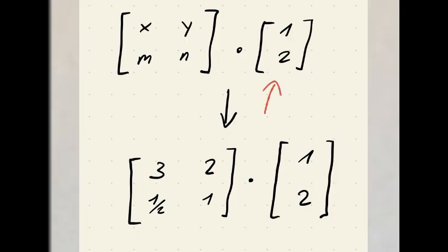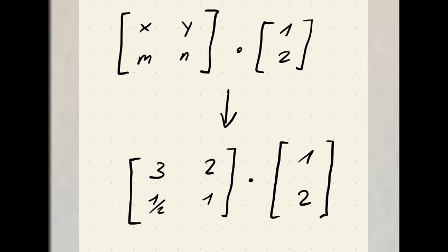Isn't that intuitive? So we have our number matrix, let's say 1 and 2, and we want to multiply it with our operation matrix, which is x, y, m, n. We can say, okay, x is 3, so it will triple a number. Y is 2, it will double a number.